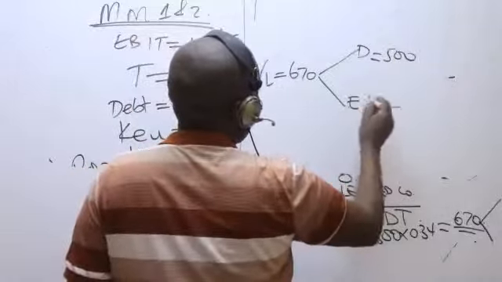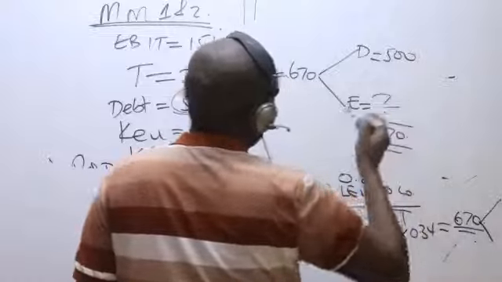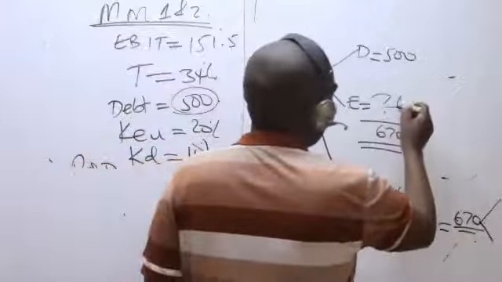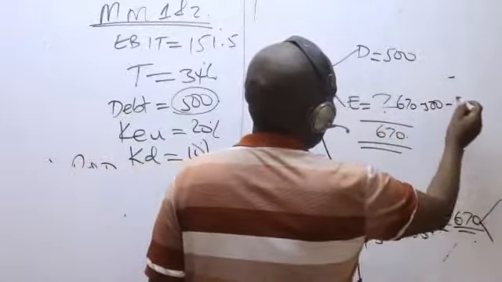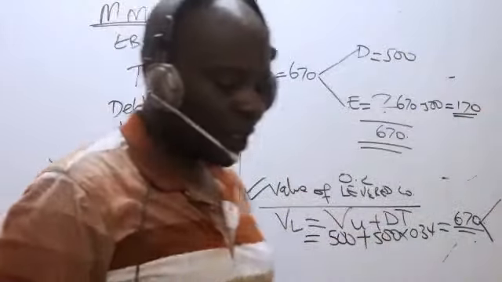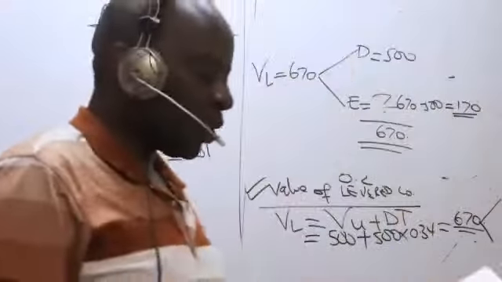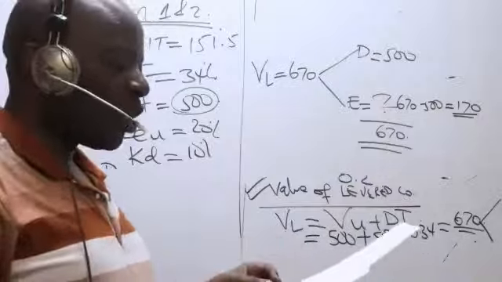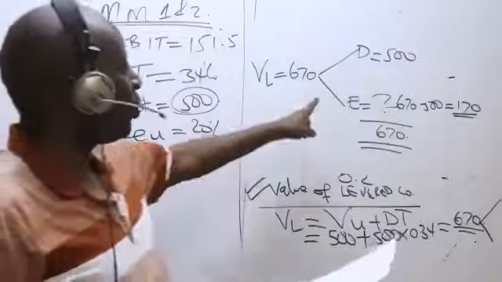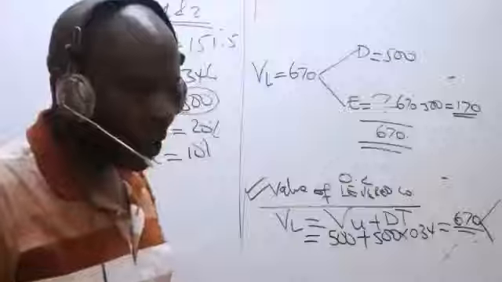So what will be the value of equity, given that the two must add up to 670? What will be the value of equity, somebody? 170. So equity will be 670 minus 500, which gives us 170. That is the first thing that you needed to have done in this question. So what is the value of the levered firm's equity? That was the question. The value of the levered firm's equity is 170.